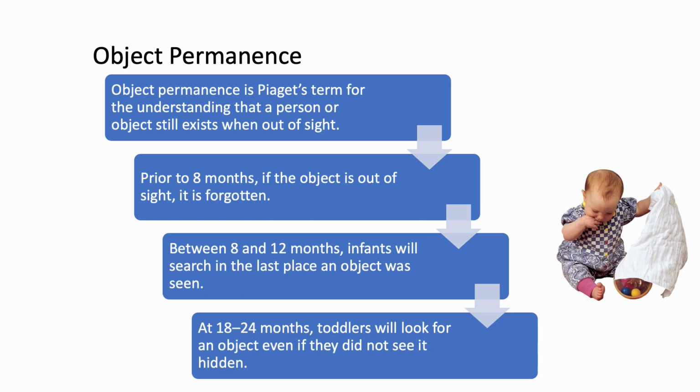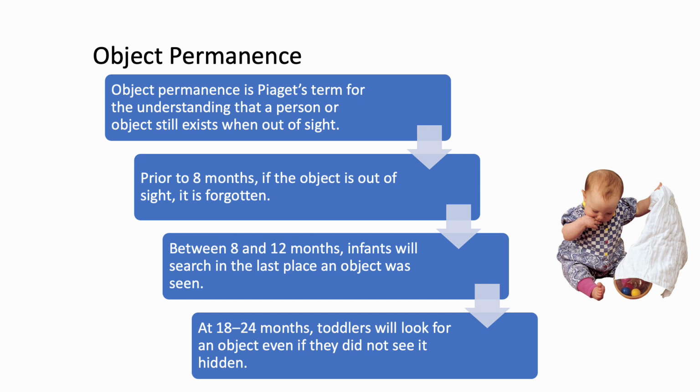Object permanence is knowing that an object is there even if you can't see it, for example, if it is covered by a blanket. At first, the babies don't realize the object is still present, but by 18 to 24 months, they know it is there, even if they can't see it, and they will look for it. Object permanence is Piaget's term for the understanding that a person or object still exists when out of sight.